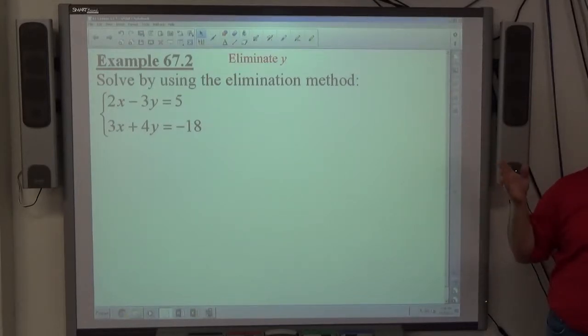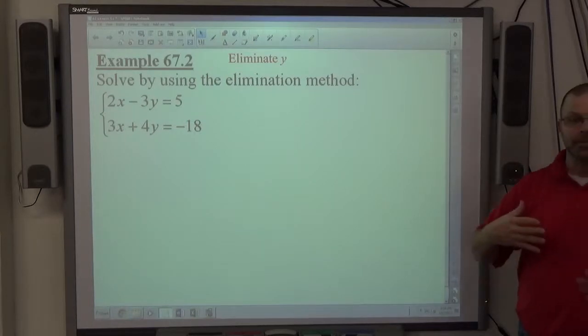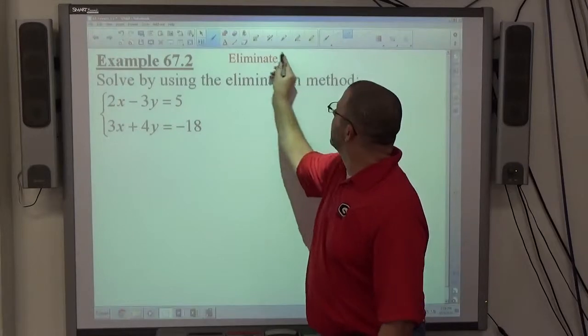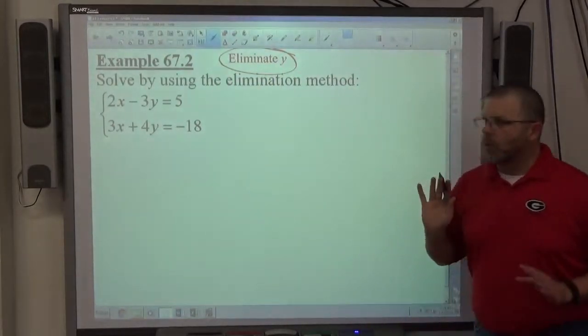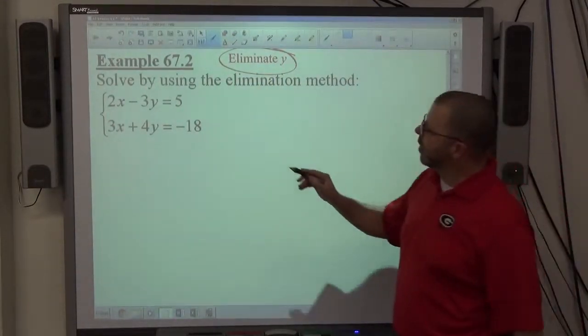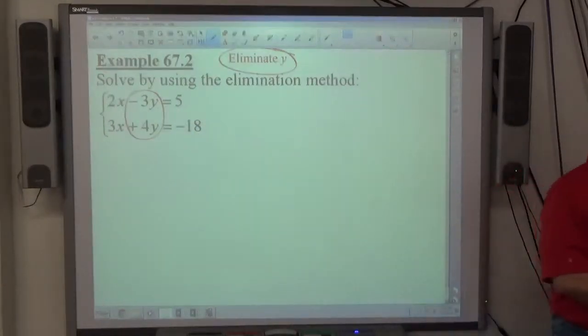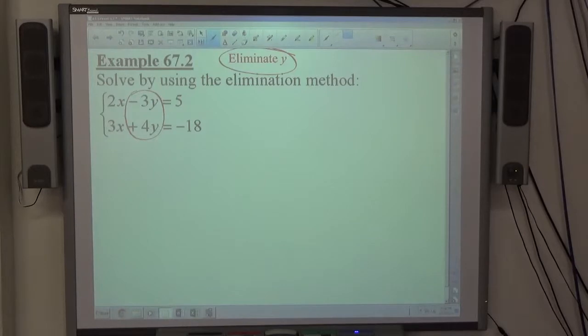One of the things that people get concerned with when they first learn the elimination technique is, what should I get rid of? And people think that it's important what I get rid of. So in this case I'm going to eliminate y. Eliminating y just means that I'm going to make these two be the same number but opposite. Notice they're already opposite sign, but 3 and 4 aren't the same number, right?